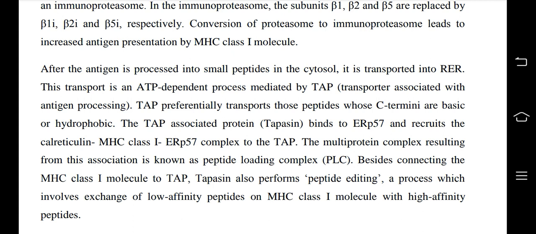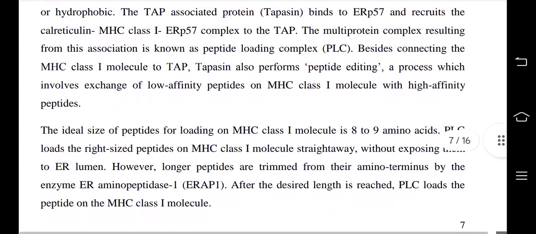The TAP-associated protein, tapasin, binds to ERp57 and recruits the calreticulin, MHC class 1 and ERp57 complex to the TAP. The multi-protein complex resulting from this association is known as the peptide loading complex, PLC. Besides connecting the MHC class 1 molecule to TAP, tapasin also performs peptide editing, a process which involves exchange of low affinity peptides on MHC class 1 molecules with high affinity peptides.